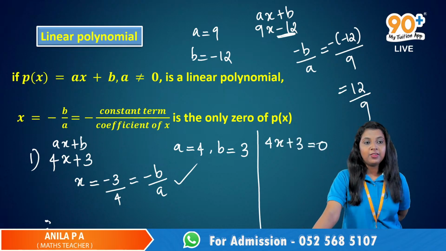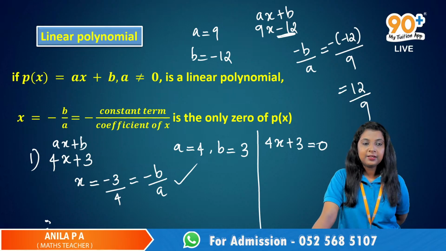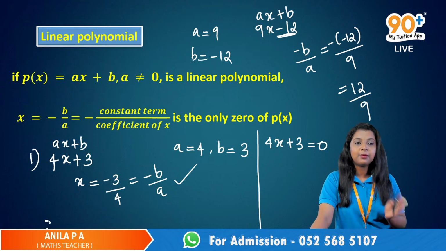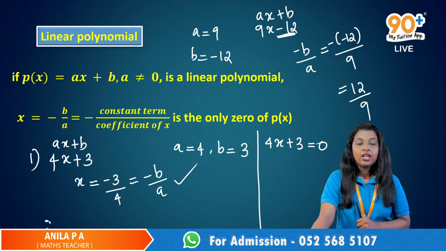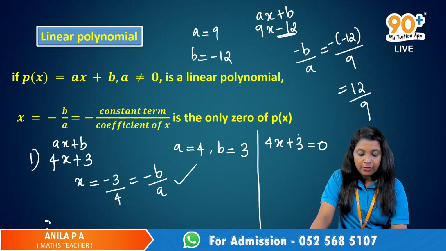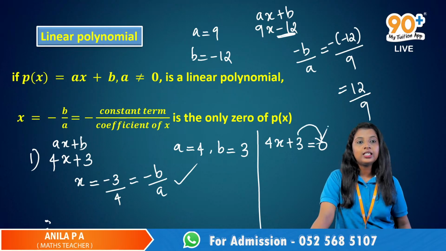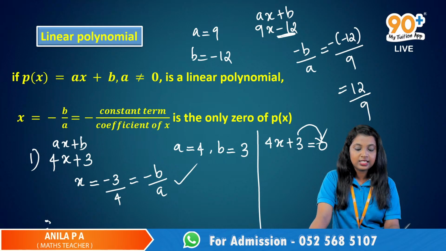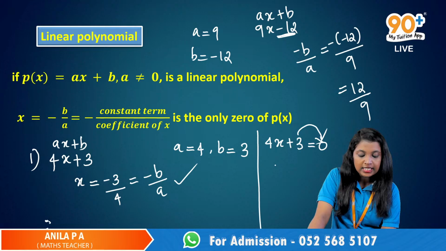We first equate that to 0, right? Yeah. And what is the next step? We have to find the value of x. For that, in the first step, we transpose this 3 to the other side. So after equating this to 0, we transpose this 3 to the other side. It becomes 4x is equal to negative 3.